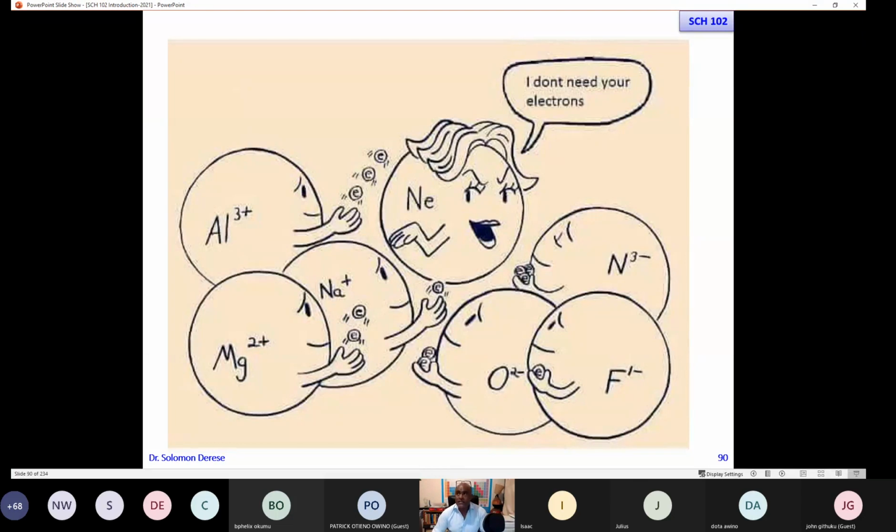The message being, since neon is a noble gas, has octet of electrons, it is not involved in any type of chemical bonding. It does not either accept or lose electrons. As noble gases, they are not involved in chemical bonding. All the other elements in the periodic table, they are involved in chemical bonding in the first place to have the electron configuration of the noble gases like neon. So neon is saying no thanks.